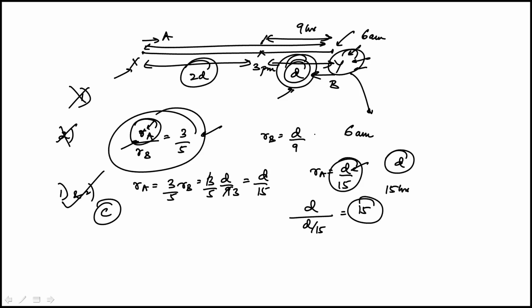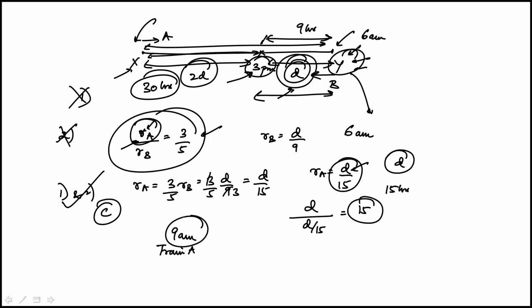What's interesting is that also means that when train A left station X, that would be 30 hours prior to them meeting, because notice it had traveled twice that distance. So if it's taking it 15 hours to go D, 2D would take 30 hours. And if we backtrack from 30 hours, so if they met at 3 p.m. on this particular day, 30 hours prior to that would be 9 a.m. the previous day. So train A left station X at 9 a.m. on the previous day, whereas train B left on this given day at 6 a.m.